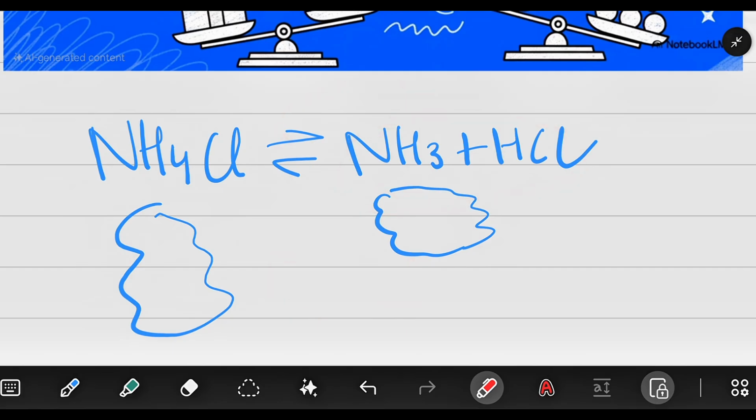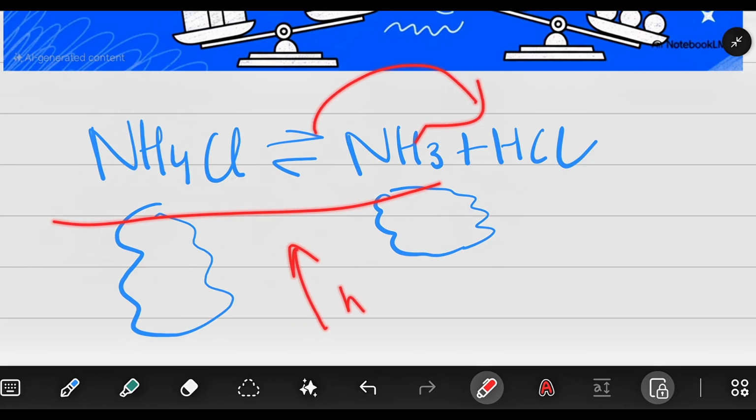On the other hand, if we cool the conditions of the reaction, like we just did above, which was heating, we first heated it. Now the equilibrium position has moved to the right. We added heat.